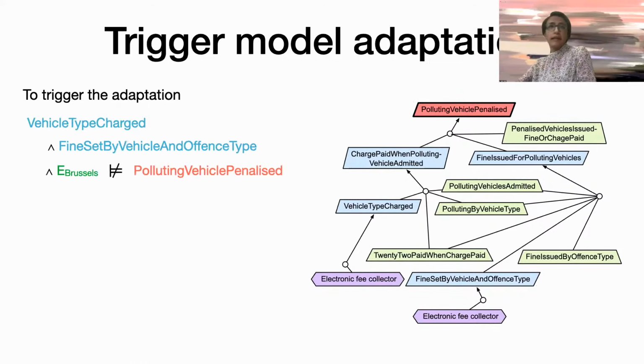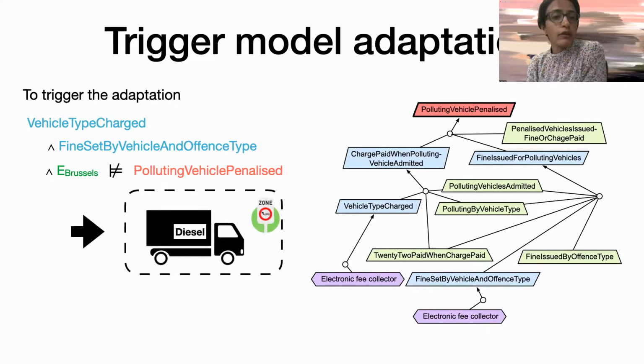So in the case of the traffic control system that I've talked about, the first check shows the need for adaptation. In this case, for example, a lorry running on diesel with a Euro standard less than 3 enters a low emission zone and is not issued a correct refinement. So in that sense, it triggers an adaptation.